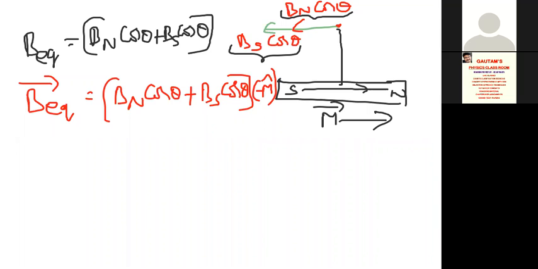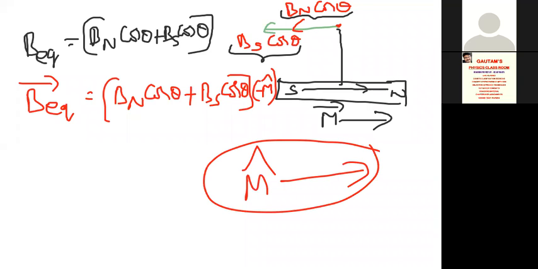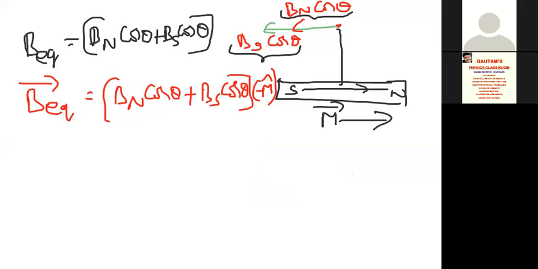Here, what is M cap? M cap is a unit vector. A unit vector is always in the direction of the given vector. But in this situation, M bar is left to right, and Bn cos theta and Bs cos theta are both from right to left, opposite to M bar. Opposite to M bar means you have to take minus M bar, but the unit vector of M bar is M cap, so I multiplied by minus M cap.